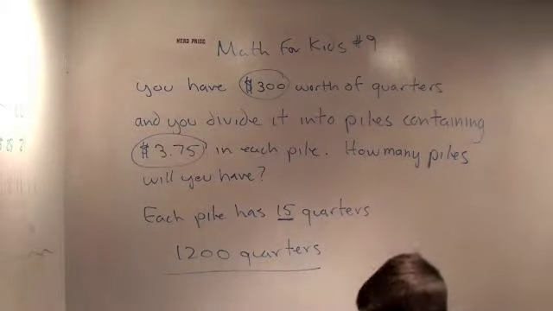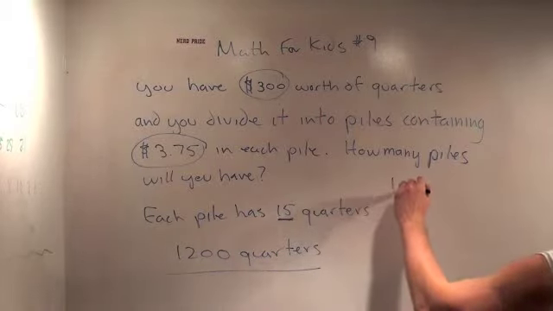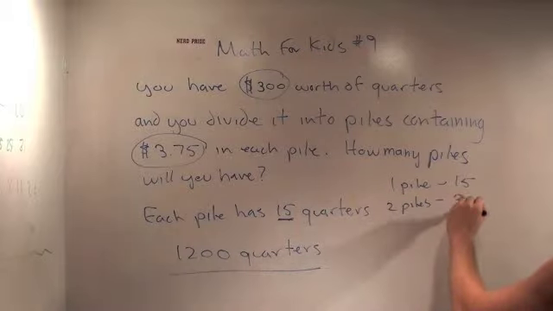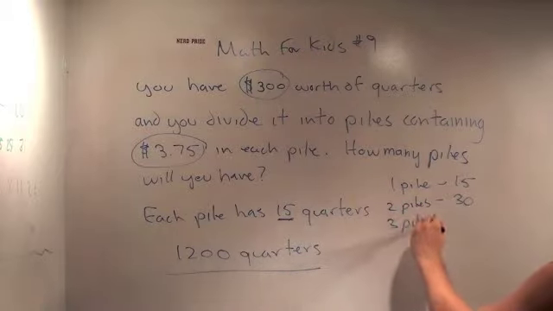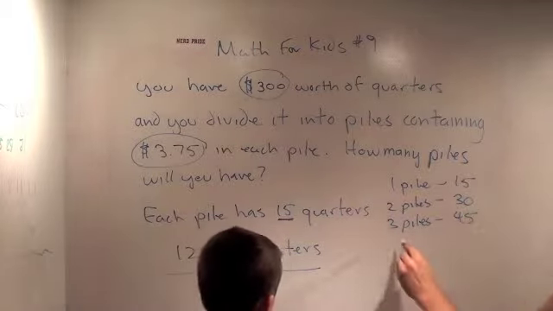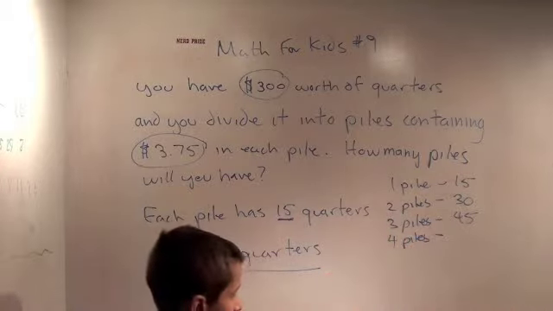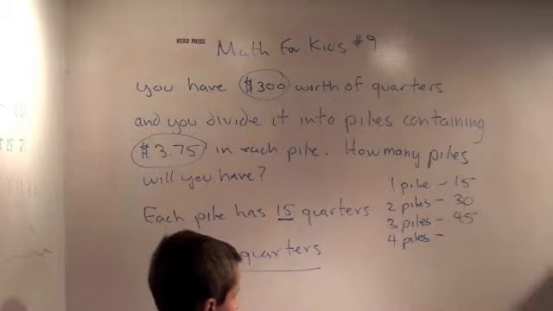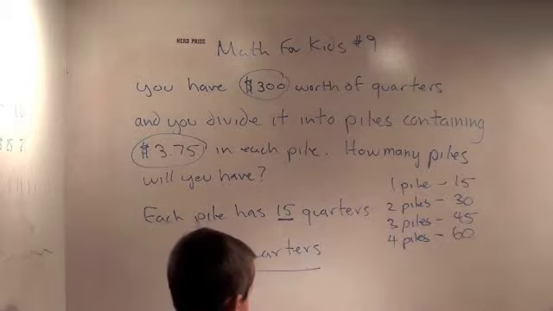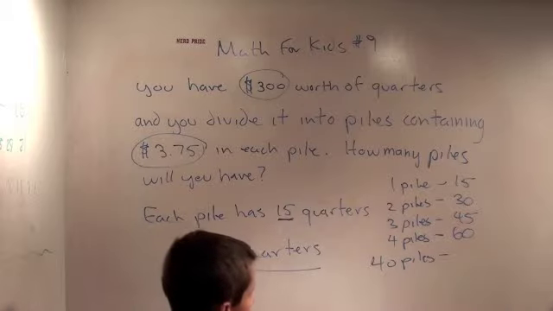Why don't you step over here, so I'll write over here. How many quarters are in one pile? 15. How many quarters are in two piles? 30. How many quarters are in three piles? 45. How many quarters are in four piles? 60. How many quarters are in 40 piles? 600.